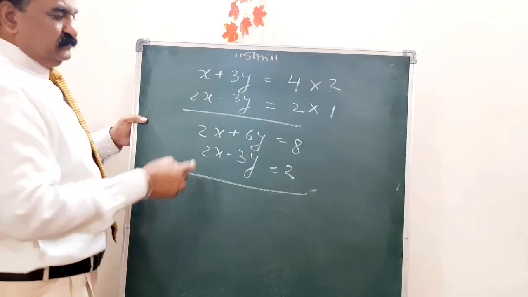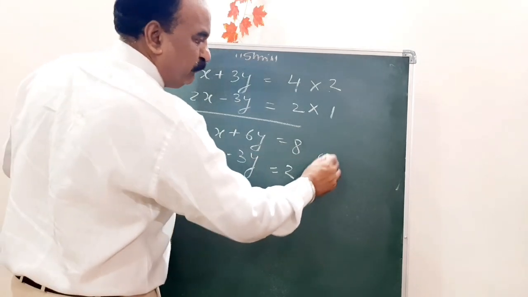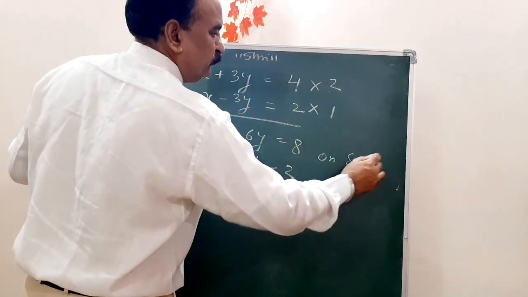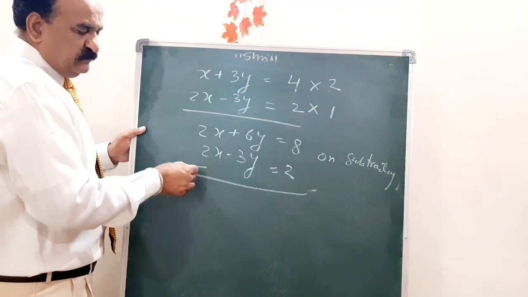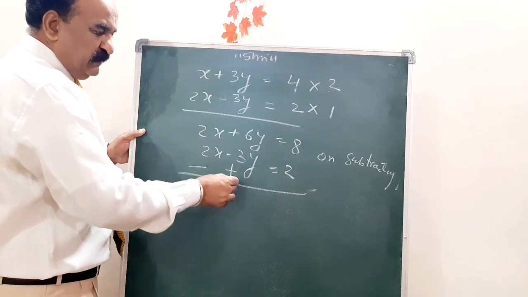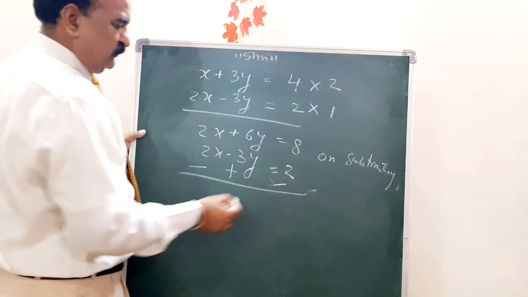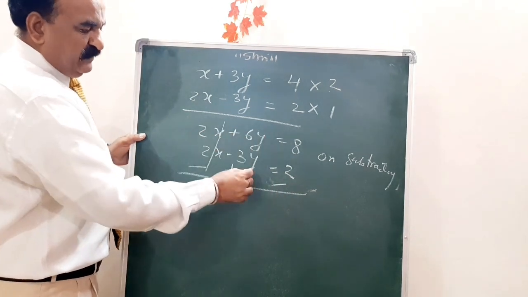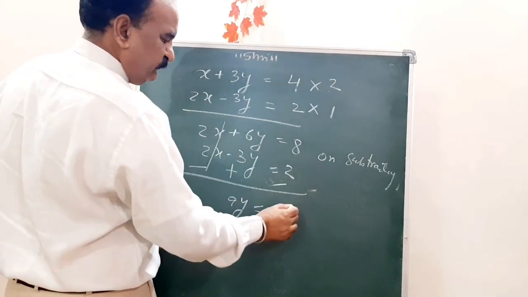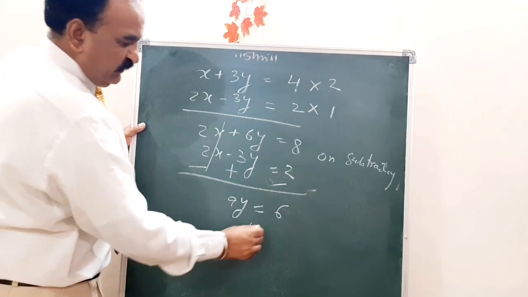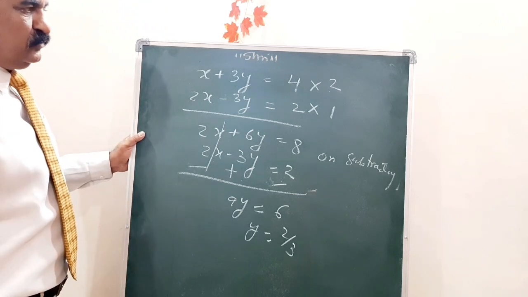Okay. Now, this is plus 2x, plus 2x. You cannot cancel them. Here you have to subtract. These become minus, plus becomes minus, minus becomes plus, and this becomes minus. These cancel. 6y plus 3y means 9y. 9y is equal to 8 minus 2 means 6. So y is equal to 2 by 3.